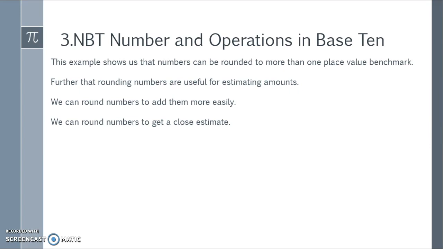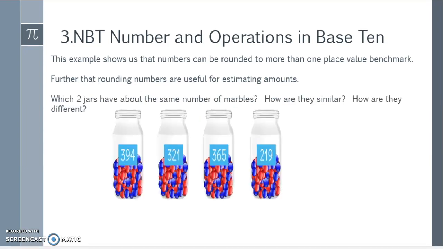This example shows us that numbers can be rounded to more than one place value benchmark. Further, that rounding numbers are useful for estimating amounts, and we can round numbers to add them more easily, and we can round numbers to get a close estimate. Which 2 jars have about the same number of marbles? How are they similar? How are they different? Pause the video, do some checking with some rounding, come back and we'll talk about it.